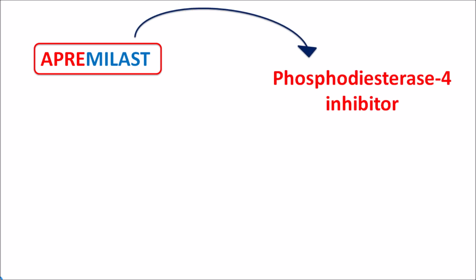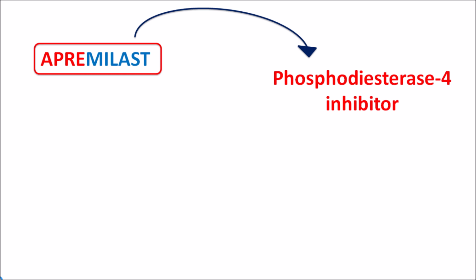Hi everyone. Today in this video we are going to discuss Apremilast. What is this drug Apremilast? The suffix milast indicates that this drug is a phosphodiesterase type 4 inhibitor. Phosphodiesterase type 4 is one of the important metabolic enzymes for cyclic AMP. So when this enzyme is inhibited, this drug can increase the intracellular cyclic AMP levels.